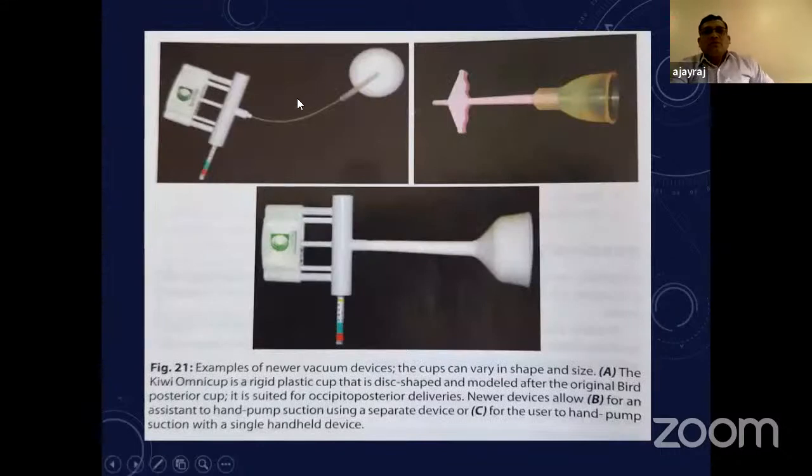So we can see here newer vacuum cup devices. Here the electric machine or suction is not required. One can operate it easily. This is the Kiwi Omni Cup, a rigid plastic cup that is disc shaped and modeled after the original Bird posterior cup. This is suitable for occiput posterior deliveries. There is a hand pump suction here. We have to attach the tube here, and this suction cup doesn't require a tube.